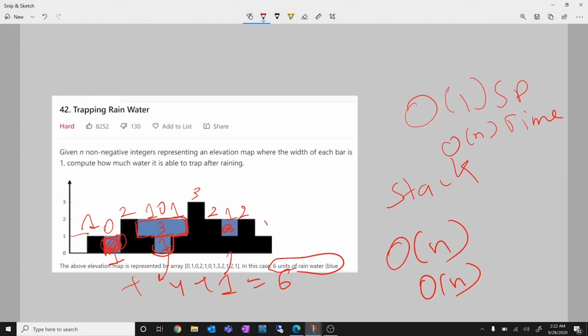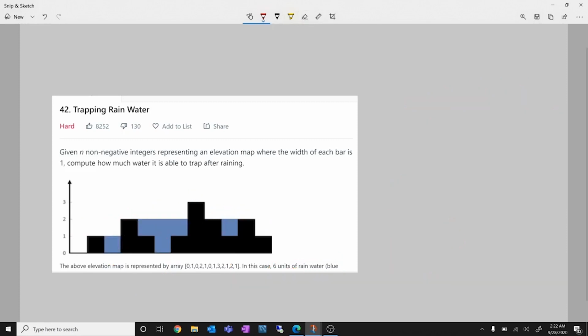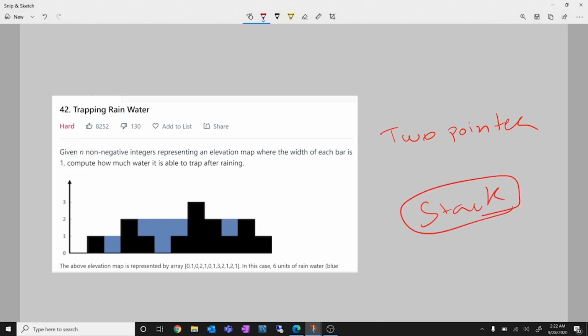So this is what we have to find: the amount of area of water that could be stored between these buildings. Let's start discussing how we are going to do this. The approach that I'm discussing is called the two-pointer approach. The most common is of course still the stack one. You can check that out and it is easily available on the internet. But this is the most efficient approach.